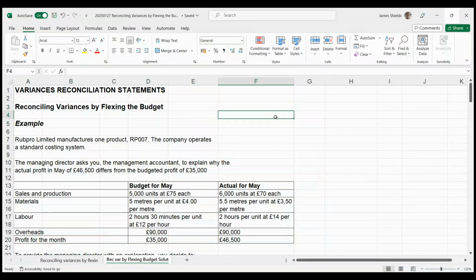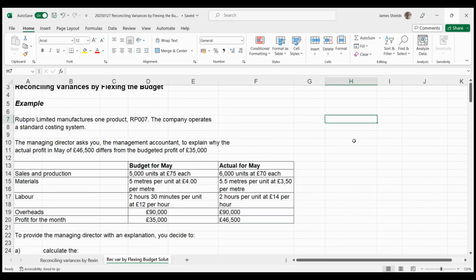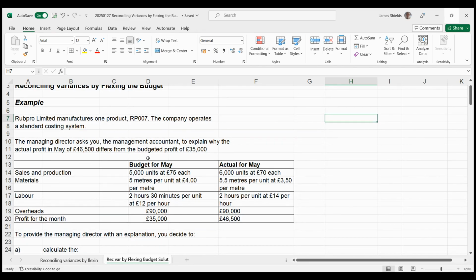The managing director asks you, the management accountant, to explain why the actual profit in May of £46,500 differs from the budgeted profit of £35,000. Now here's the information we're given. So we've got budget for May and then the actual for May.